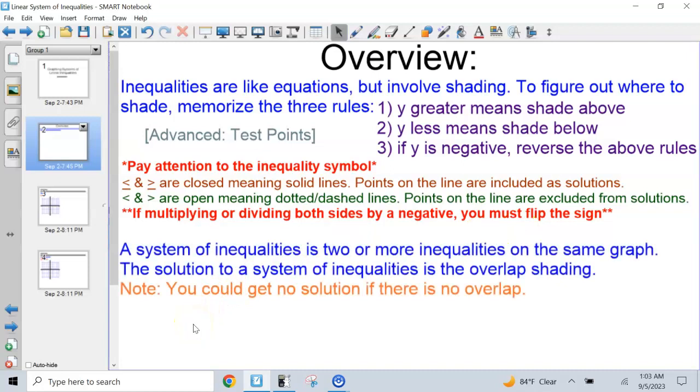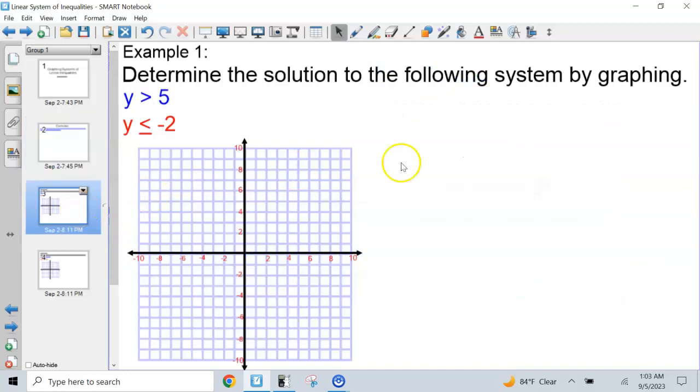Anyways, a system of inequalities is two or more inequalities on the same graph. The solution to the system of inequalities is the overlap shading. Note you could get no solution if there's no overlap. Here's our first example. Determine the solution to the following system by graphing.